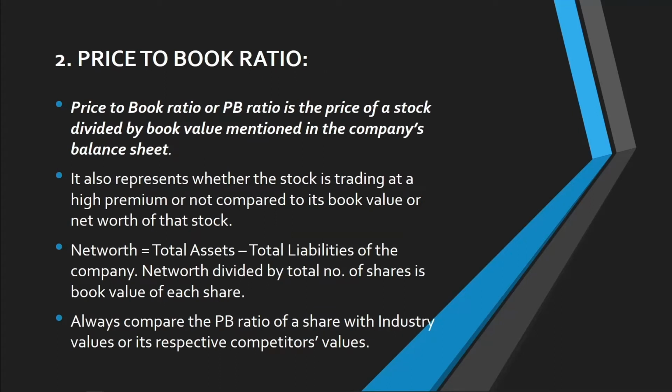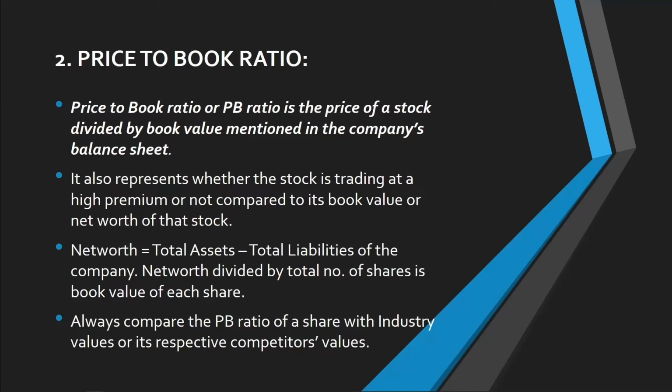Number 2. Price to book ratio. The price to book ratio or PB ratio is another crucial ratio to check before purchasing a stock. It is the ratio of the price of a stock and its book value mentioned in the company's balance sheet. It also represents whether the stock is trading at a high premium or not compared to its book value or net worth.